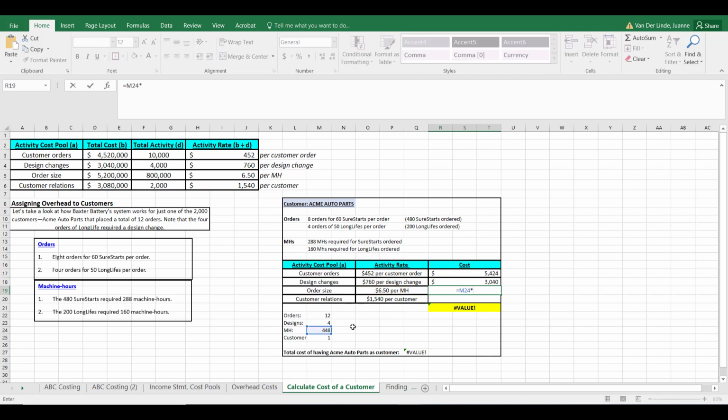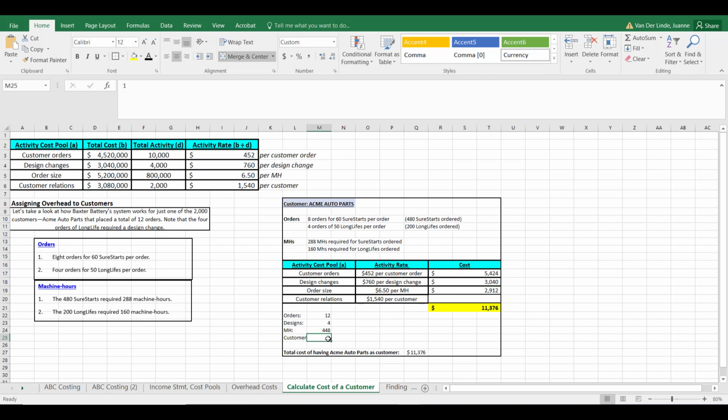448 times $6.50. So that gives us $2,912 of overhead to assign to this customer due to the amount of machine hours required to serve that customer. And then lastly, customer relations. The cost to maintain customer relations is $1,540 per customer.